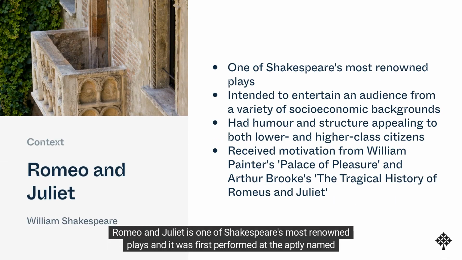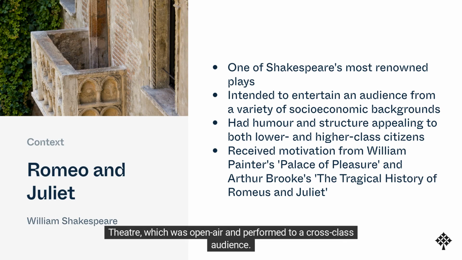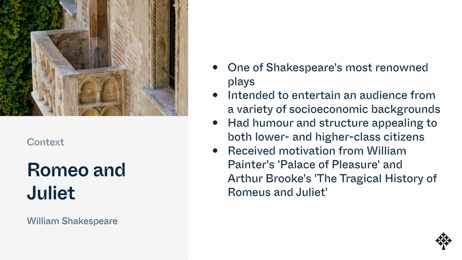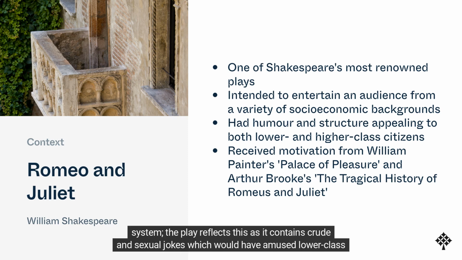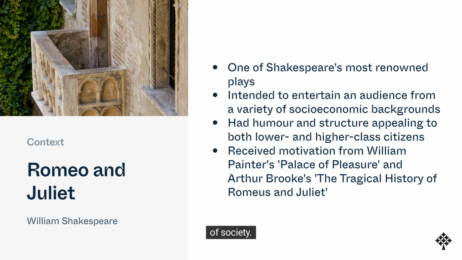Romeo and Juliet is one of Shakespeare's most renowned plays, and it was first performed at the aptly named theatre, which was open-air and performed to a cross-class audience. This means that the play was intended to entertain individuals belonging to the entire range of the class system. The play reflects this as it contains crude and sexual jokes which would have amused lower-class citizens, as well as the refined sonnet structure for the admiration of the rich and educated class members of society.